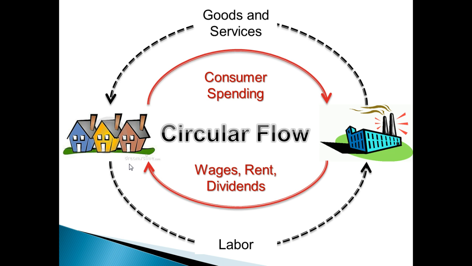And while this model does a pretty good job of explaining a general idea of how the economy works and how money flows through it, it is missing something very important, and that's the role of government and foreign firms and consumers in the markets. Because right now this is a closed economy. It assumes that all of the activity occurs within the single country.